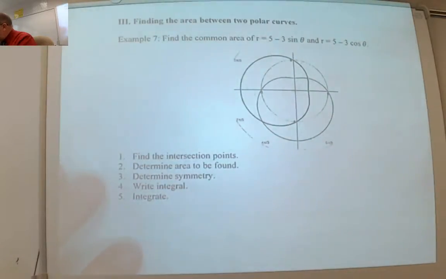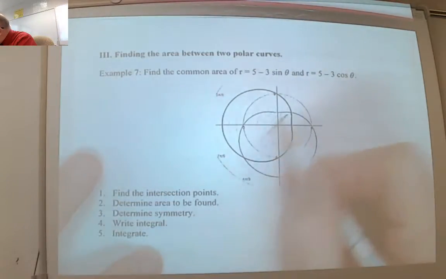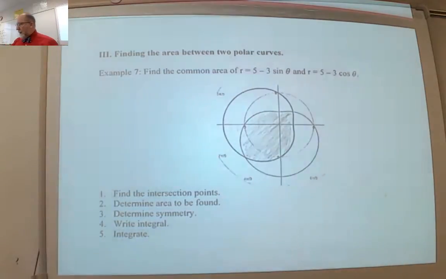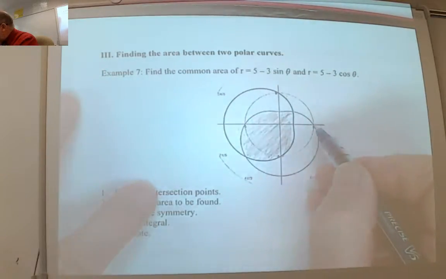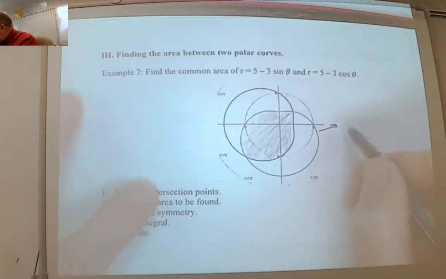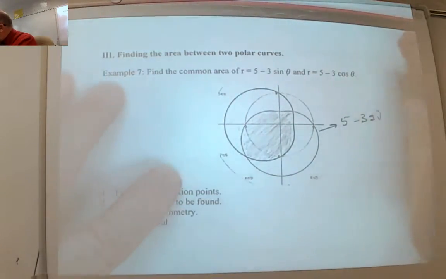So we are figuring out the common area. And the common area, did I shade this one at all last time or not? No. So this is the common area. And this equation, if I let sine be 0 here, r is going to be 5. So this equation right here, if you notice, (0, 5) is this point. So this equation right here is 5 minus, or excuse me, 5 minus 3 times the sine of theta.